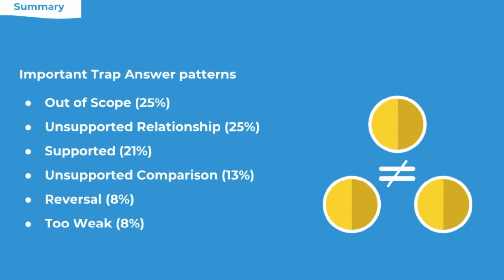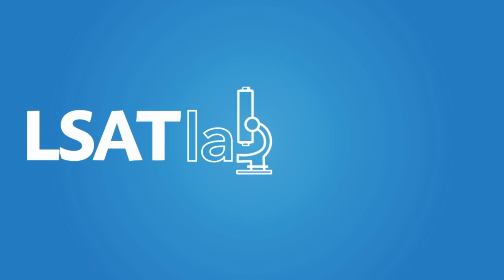The trap answers to pay attention to are those that are out of scope, building unsupported relationships, those that are being supported by the statements, or those that are building unsupported comparisons. Sometimes you want to be paying attention to answer choices that are built around a reversal, or answer choices that are simply too weak to actually contradict one of the original claims. So that's it for Must Be False Questions.